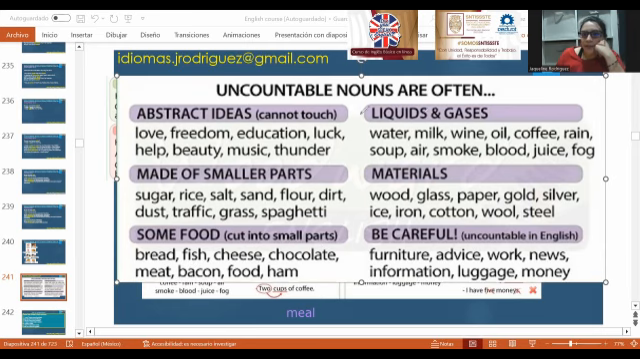Jam or ham, ¿no? El jamón. Liquids and gases. Water, milk, wine, oil, coffee, rain, soup, air, smoke, blood, juice, fog. Okay, all of this uncountable. Some materials like wood, glass, paper, gold, silver, ice, iron, cotton, wool, steel. But be careful, those are countable in English, like furniture, advice, work, news, information, luggage, and money.